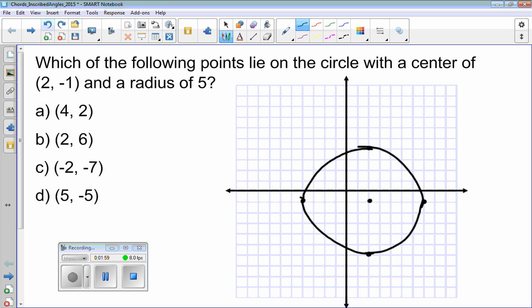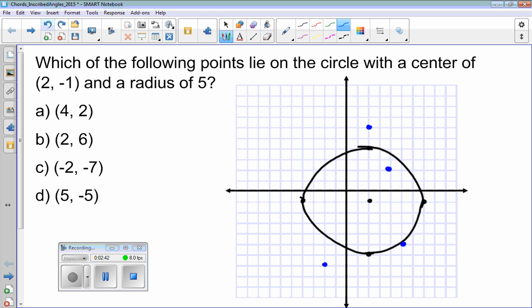But so 4, 2, if we look at 1, 2, 3, 4, 1, 2, well, maybe not so much. But it's close. Maybe I graphed it wrong. Let's graph 2, 6. 1, 2, 1, 2, 3, 4, 5, 6. Doesn't look like it so far. -2, -7. 4, 5, 6, 7. So far, nothing's hit my graph yet. And then I have 5, -5. It's kind of hard to tell whether any of these are really hitting the graph. And obviously, it's because I've maybe not graphed it perfectly or something like that.